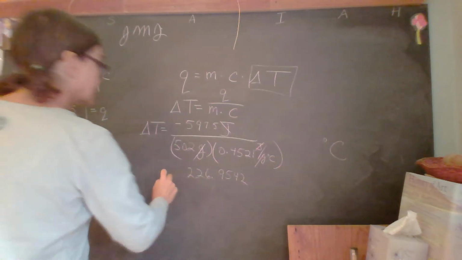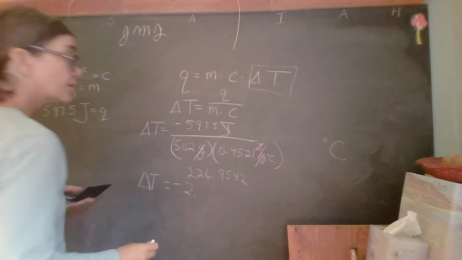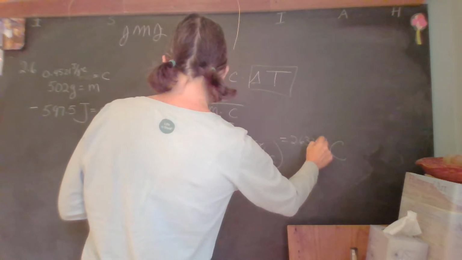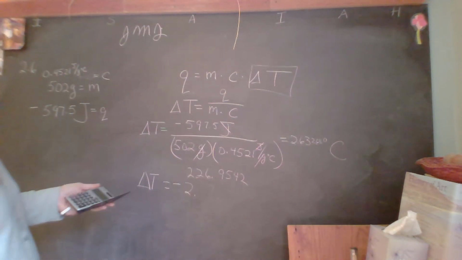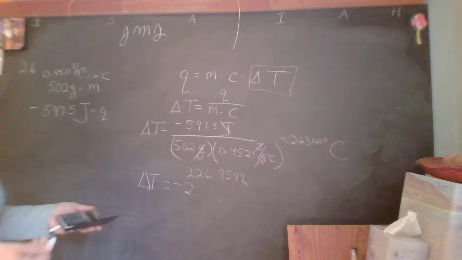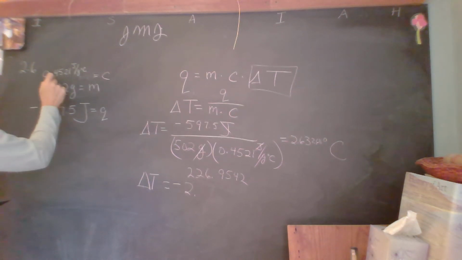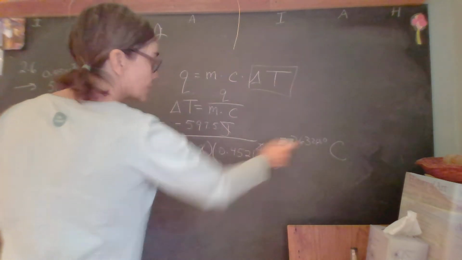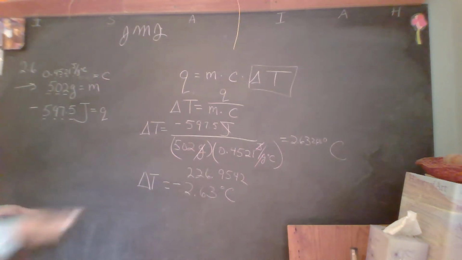So the answer I get is negative, the delta T is negative 2.63268. All right, so how many significant figures can I use? Let's look back at our original numbers. This one has 3, this one has 4, this one has 4, so we're limited to 3. So we want 3, so this is a 2, so it's negative 2.63 degrees Celsius, okay?